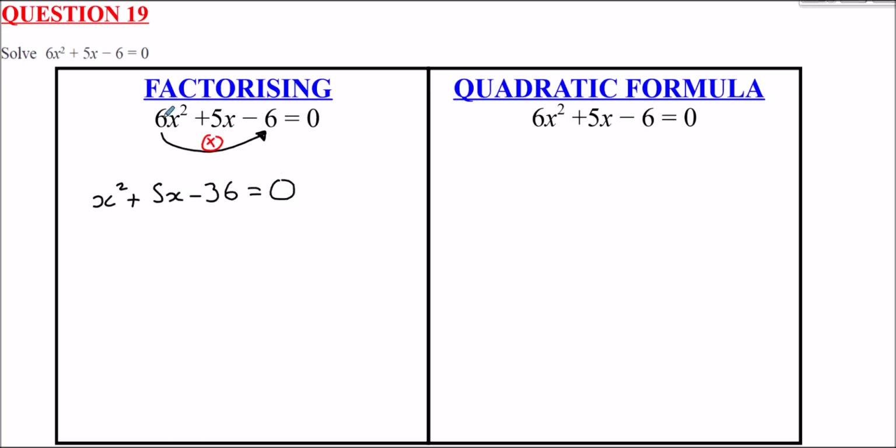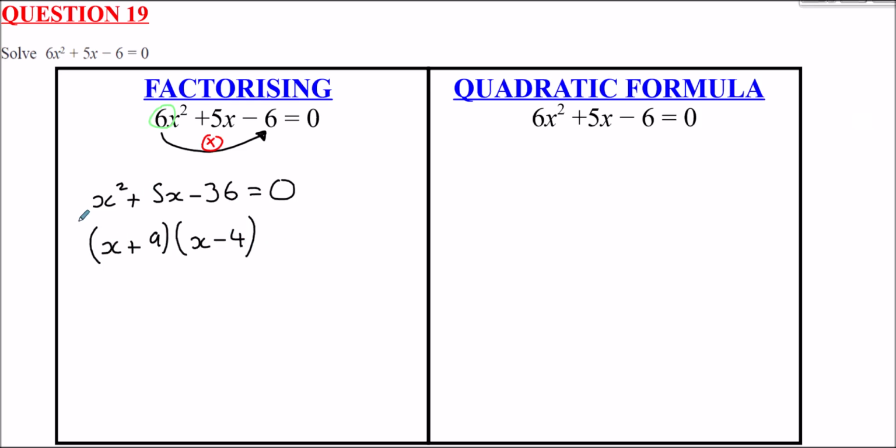So that 6 we've sort of forgotten about. We've multiplied it by that minus 6, but this 6 will come back into play later on. So the next thing we're going to do is factorise this as normal. So two numbers that multiply to minus 36, but when we add them together, we get 5. With a bit of thinking, you should spot that it's going to be x plus 9 and x minus 4.